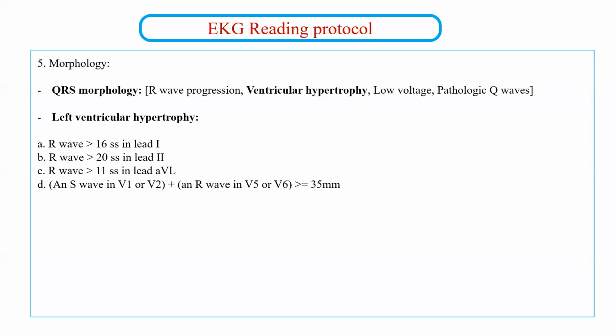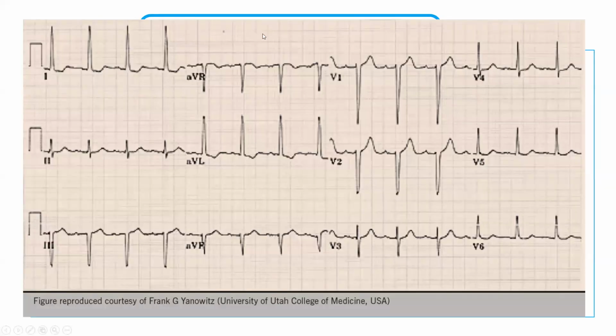Okay, so let's take an example. If we look at this EKG, let's look at lead 1 first. One large square is 5 small squares: 5, 10, 15, 20, 21. We need only 16, so this is left ventricular hypertrophy, and this is sufficient. We don't need any other criteria. But let's continue to see.